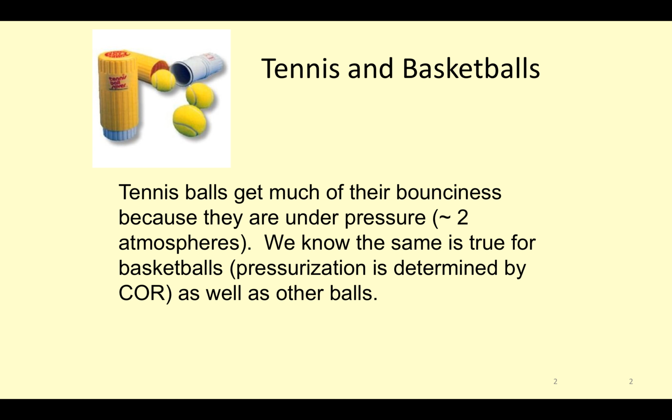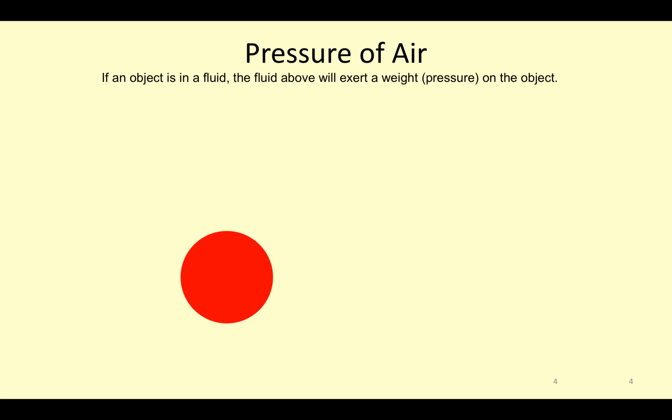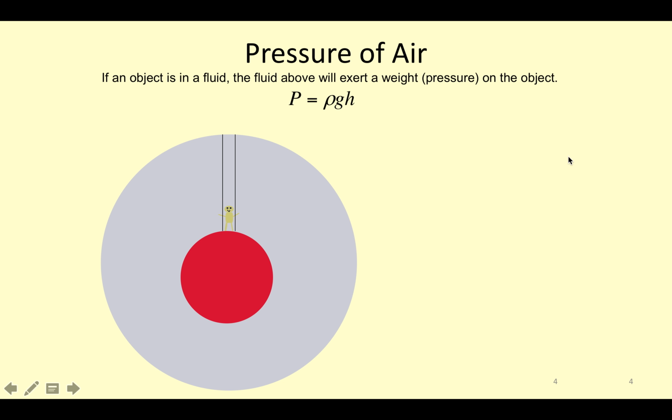The pressure on Earth, this is one of your questions in your pre-lab: what is the pressure here on Earth due to? The pressure of air. If an object is in a fluid, here's our little man, the fluid above will exert a weight on him equal to rho, the density of the fluid on top of him, times our good old 9.8 meters per second squared, times however tall this air is.